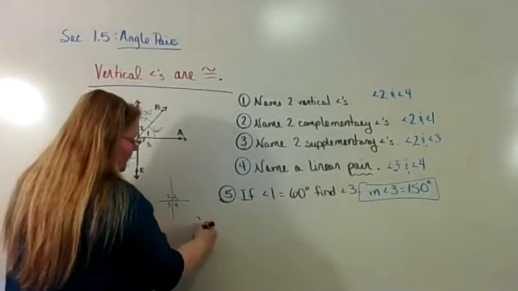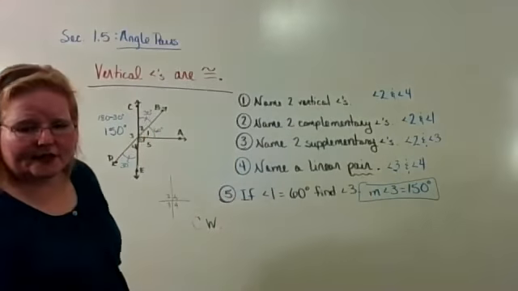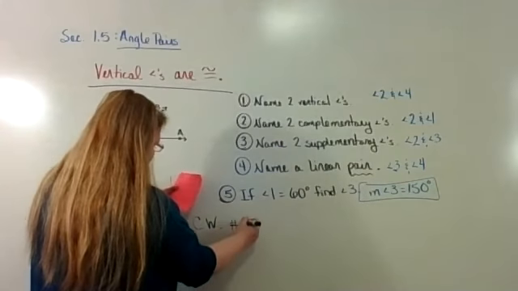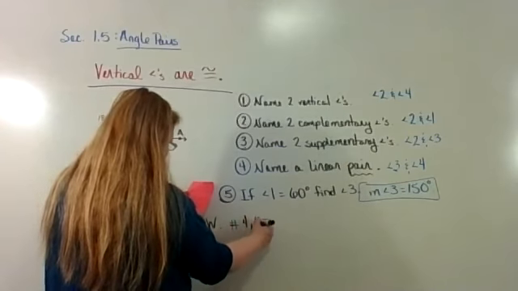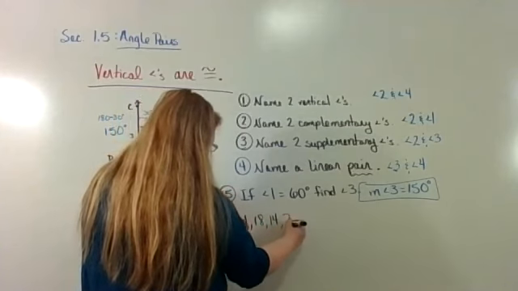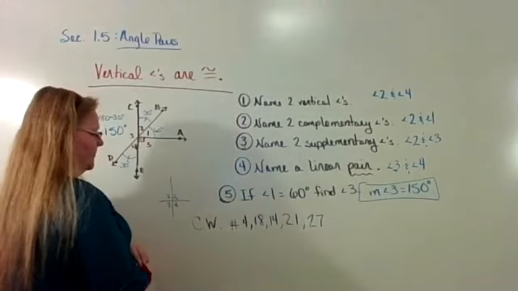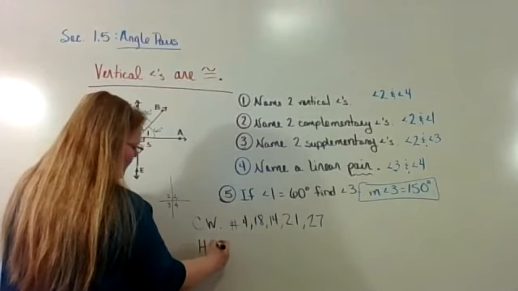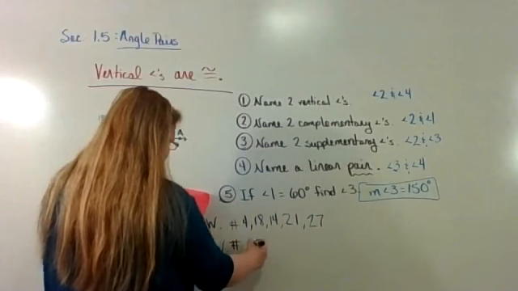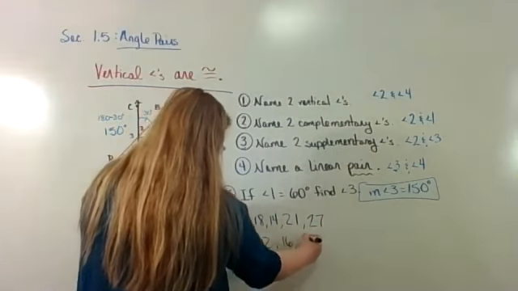So the classwork for this section is the practice exercises on page 26. Numbers 4, 18, 14, 21, and 27. And then the homework for this section, which will be a piece of cake after you go through all that classwork, are numbers 3, 12, 16, and 20.